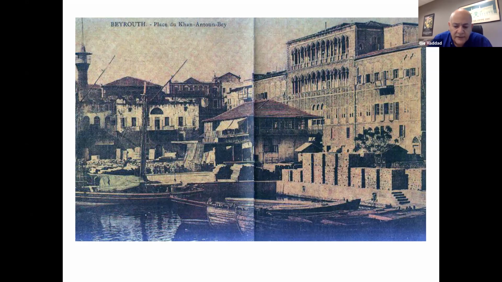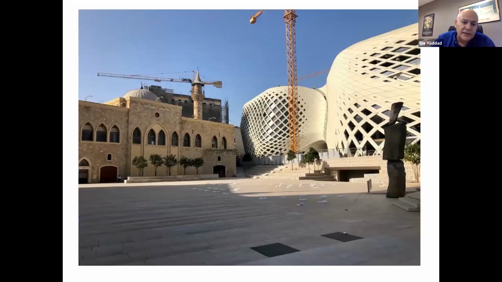Next to it, on the left of the picture, you see the Majidiyya Mosque, which remains to this date. It has been completely redone in a way, and instead of the historic Khan Antoun Bey, the caravanserai, we have this new Zaha Hadid designed department store, which is going to open soon, I guess.